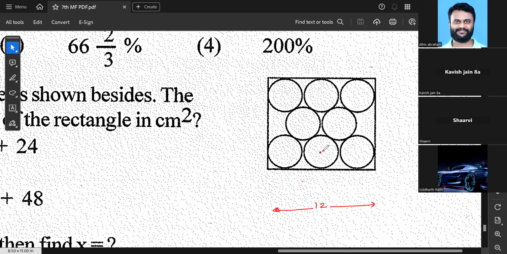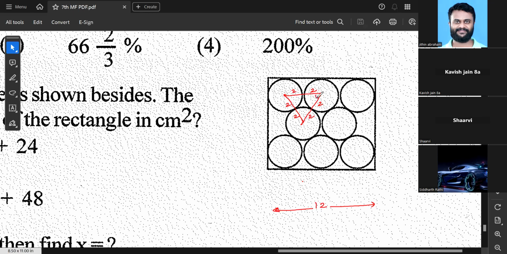Now, this is the center of one circle. This is the center of another circle. This is the center of the third circle. If I join all these three centers, logically speaking, this is the radius which is 2 because the diameter is 4. This is also a radius which is 2, and every side here is the radius 2. This becomes an equilateral triangle. Agreed?